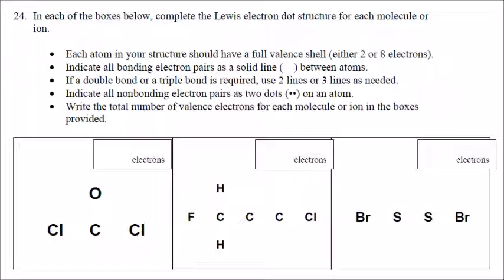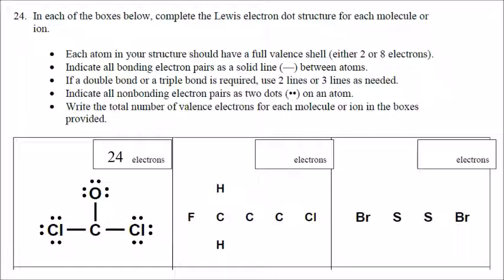All right, in number 24, we have some more Lewis electron dot structures to draw. For carbon, that's 4 valence electrons. Each oxygen would be 6. That's 10 altogether. And the 2 chlorines each have 7. So 10 plus 14 is 24. We start with singles. That's 6 electrons so far. 8, 10, 12, 14, 16, 18, 20, 22, and 24.